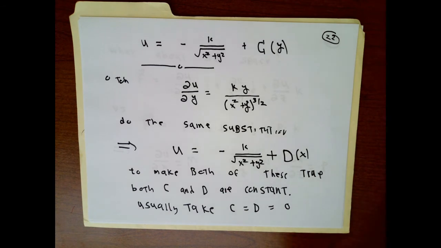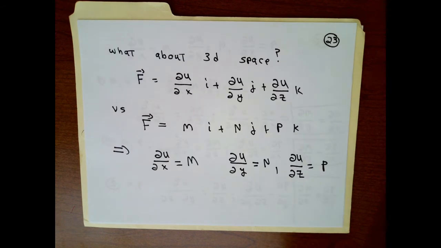People usually take the constant values to be 0 so that the potential energy at infinity is 0. That turned out not to be all that difficult. What about three-dimensional space? We will call the components of our vector field m, n, and p. O looked too much like 0 to be comfortable with, so we'll use p instead.